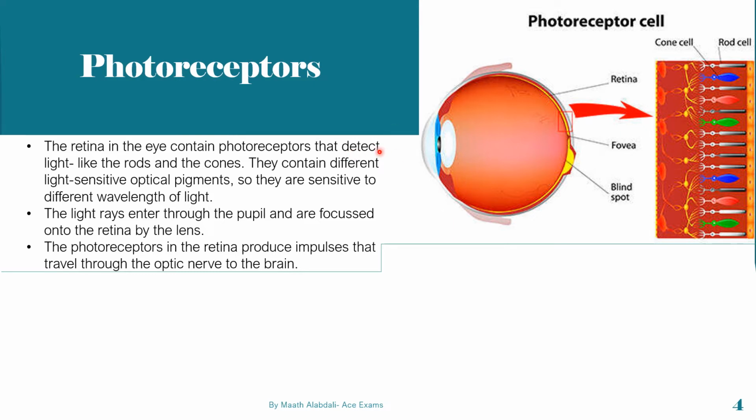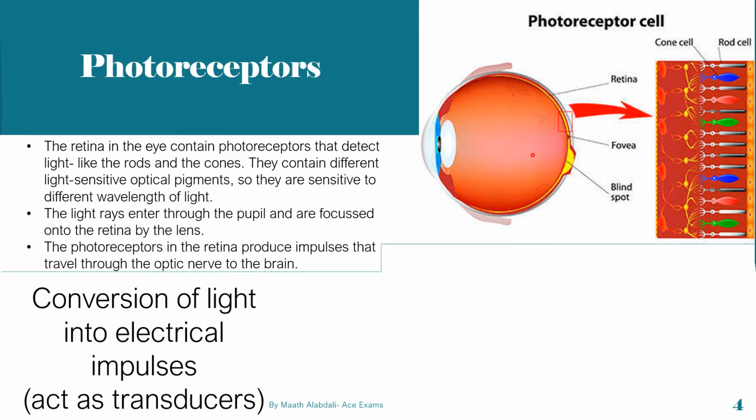Then the light rays enter through the pupil and are focused onto the retina at the back, in here, by the lens, which is this one. And then the photoreceptors in the retina produce impulses that travel through the optic nerve to the brain. That's basically what happens in the photoreceptor. The light that enters through the pupil is converted into electrical impulses, and this is what we call a transducer.